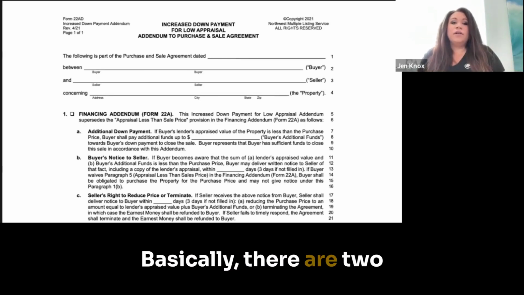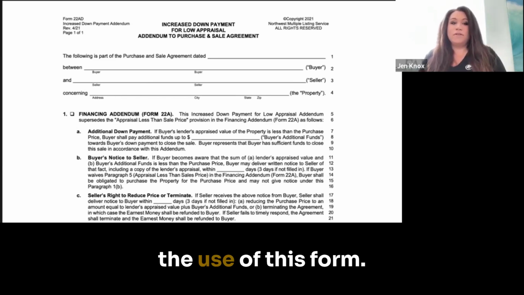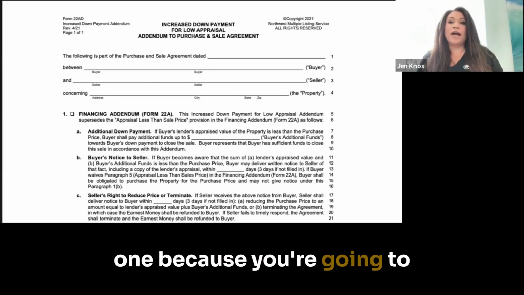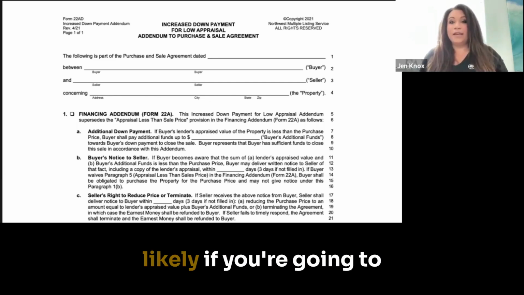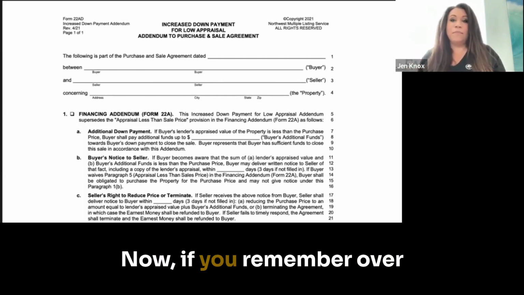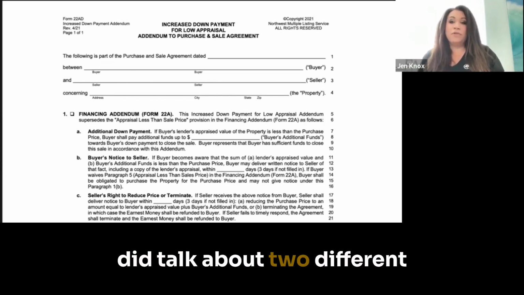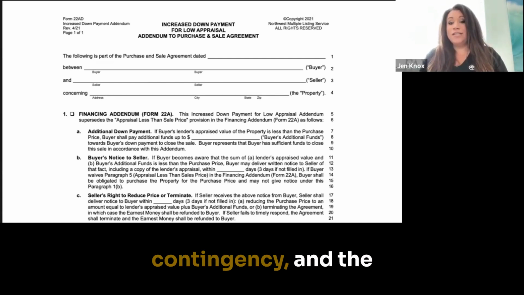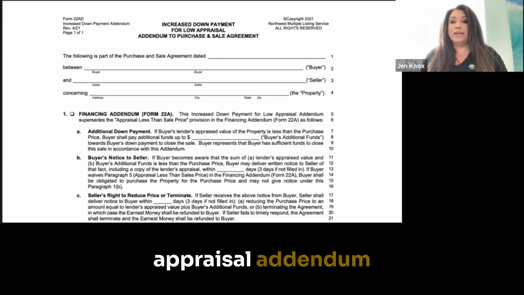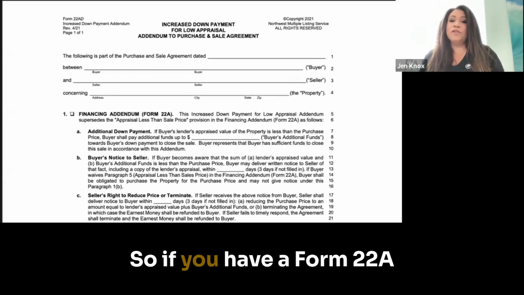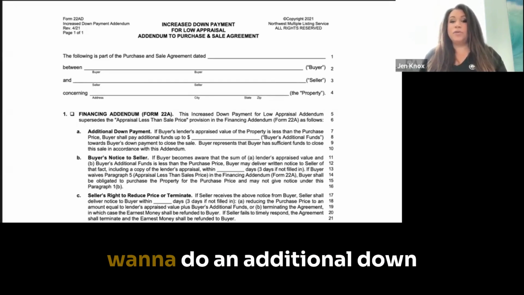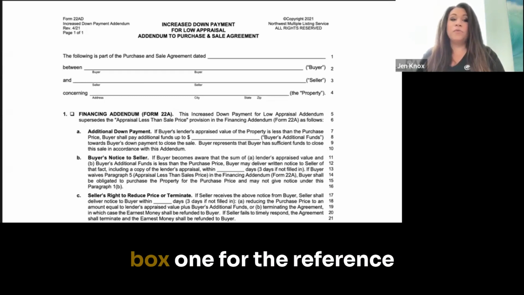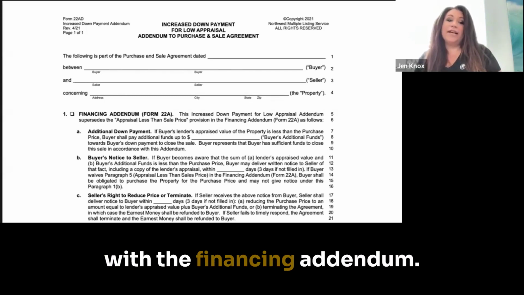Basically, there are two different options for the use of this form. The one that you're most commonly going to be using is option number one, because you're likely going to have a financing addendum if you're going to have this appraisal in there. Now, if you remember over the last couple of weeks, we did talk about two different ways to have appraisal addendums in the purchase and sale agreement. One was with the financing contingency, and the other one was just an appraisal addendum as a standalone form. So if you have a 22A in your contract and you want to do an additional down payment coverage for that gap that might potentially come up, you're going to check box 1 for the reference with the financing addendum.